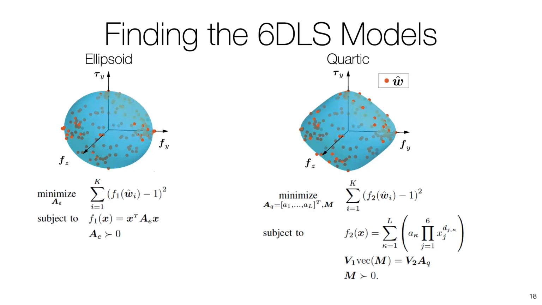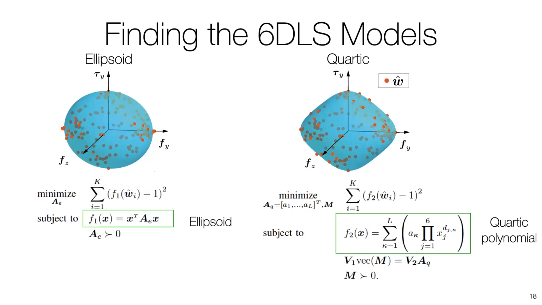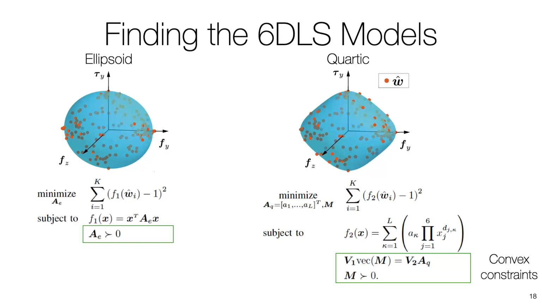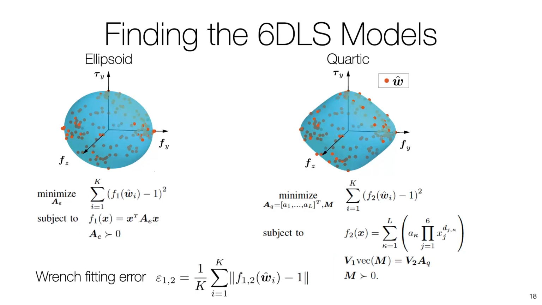For an ideal limit surface model, the frictional ranges should be on the surface. Therefore, the objective here is to minimize the distance of frictional ranges to the surface. The functions f1 and f2 define an ellipsoid and a quartic respectively. The last part is the convex constraints for the two models. To evaluate the LS models, we define the range fitting error, which is the mean distance of the range samples to the limit surface.